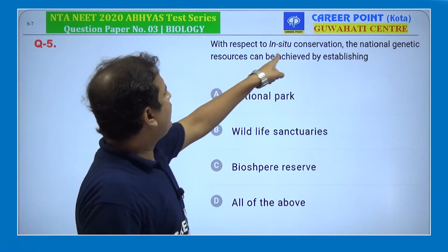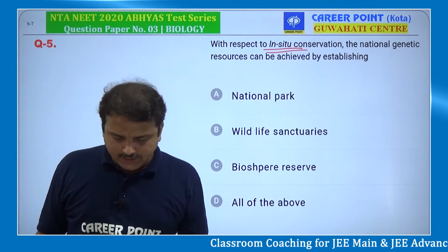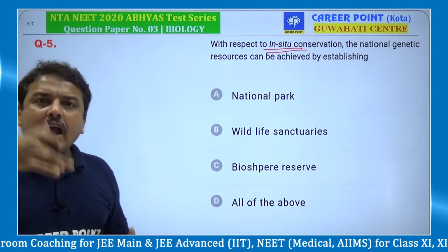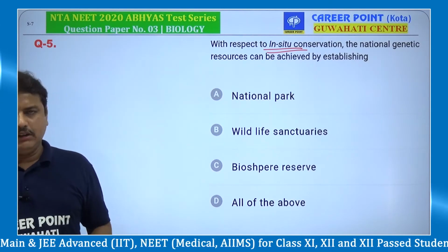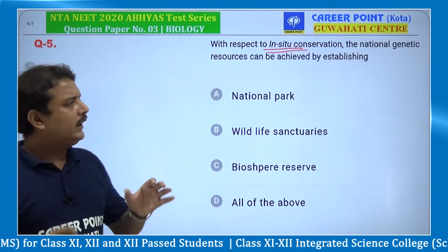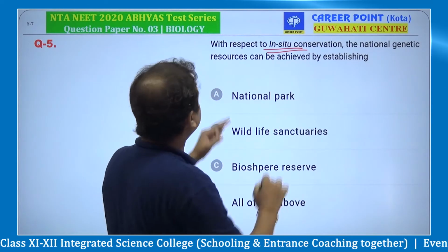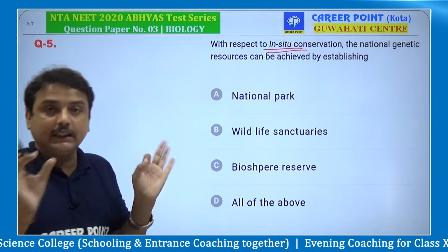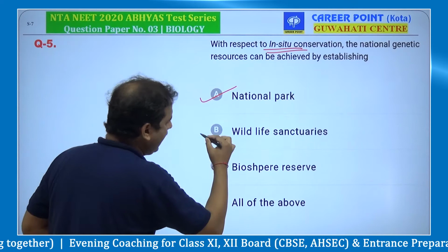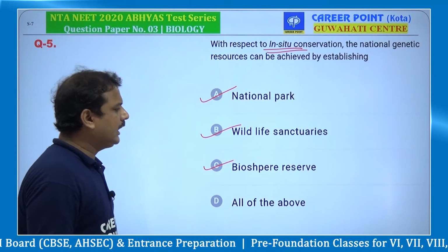With respect to in situ conservation, please remember what in situ conservation is. In situ conservation means that if organisms are conserved within the habitat area, that is called in situ conservation. With respect to in situ conservation, the national genetic resources can be achieved by establishing: national parks are in situ conservation, wildlife sanctuaries are in situ conservation, then biosphere reserves are in situ conservation. Clear?